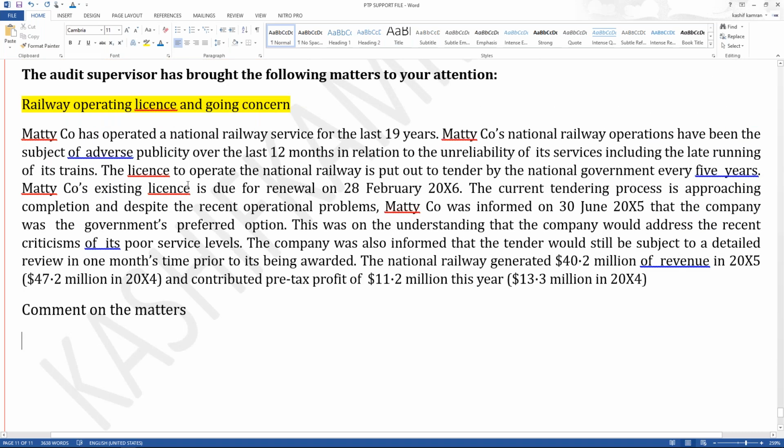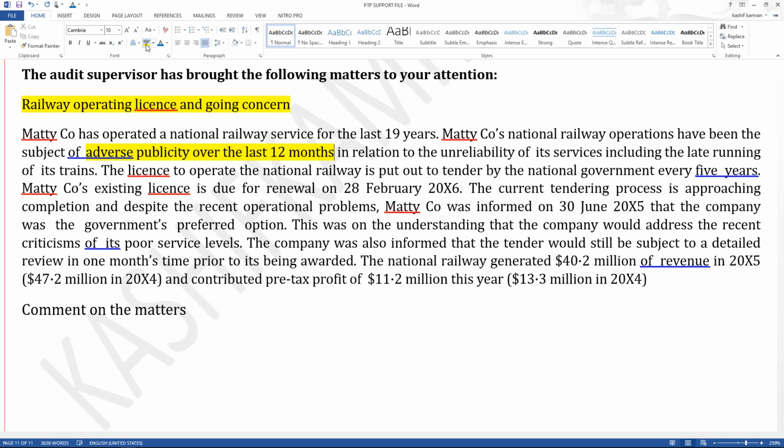Meti Company has operated a national railway service for the last 19 years. Meti Company's national railway operations have been subject to adverse publicity in the last 12 months. Is that a strange event for the business that they're running a rail service for the last 19 years, but they have been subjected to adverse publicity in the last 12 months? So can an adverse publicity bring a doubt on your going concern? Can it affect your reputation? Can it affect your goodwill as a company?